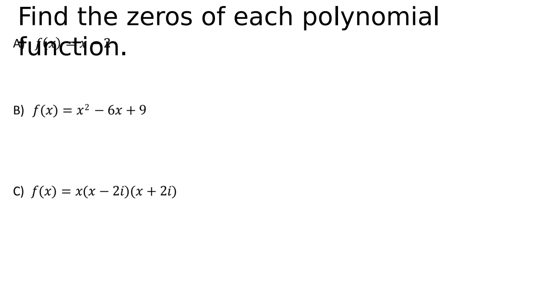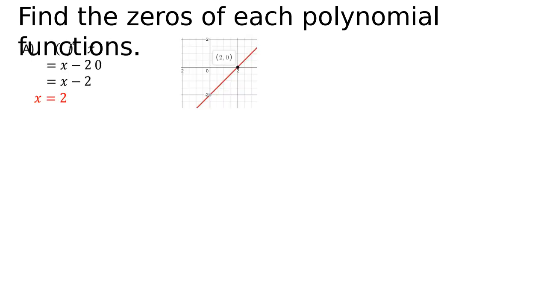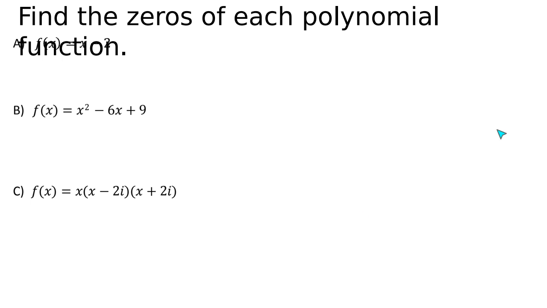Okay. So for this one, it says find the zeros of each polynomial function. The first one is x minus 2. For that one, we can do different things to find zeros. One is to graph it, or to factor, like the last one that we have. And if it's a quadratic function, we can also use the quadratic equation to find the zeros.